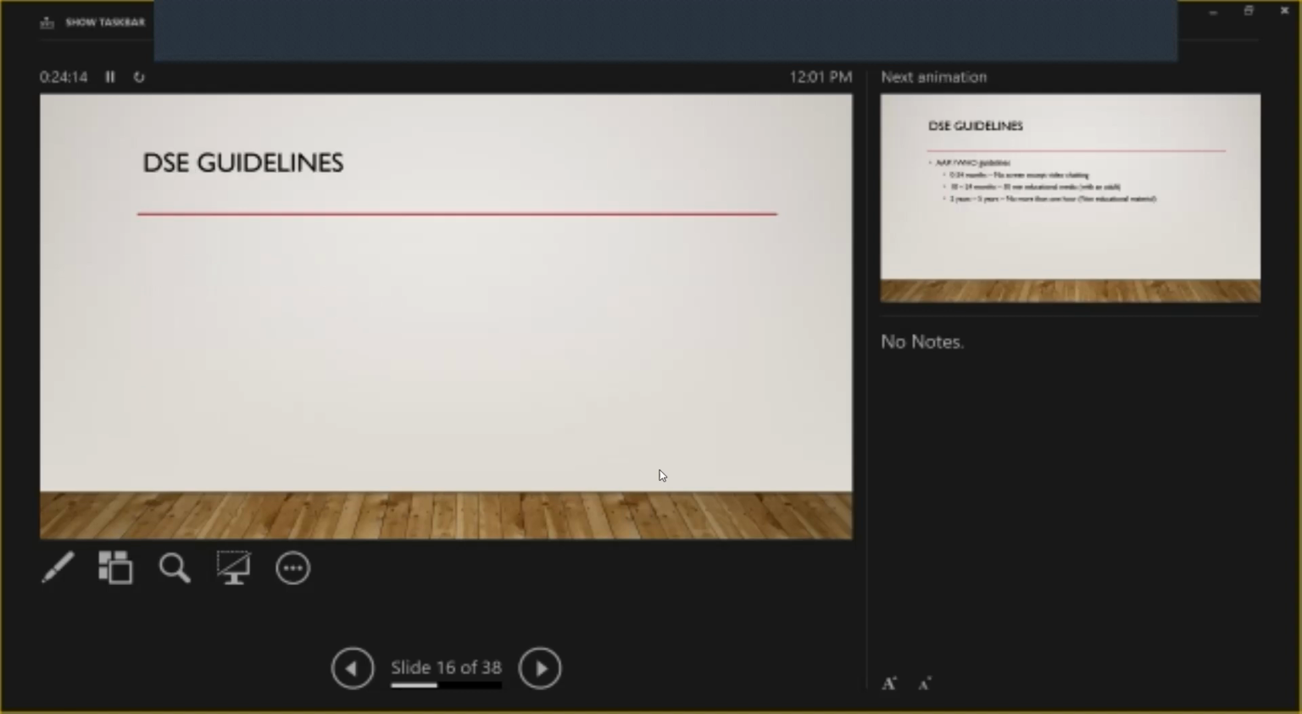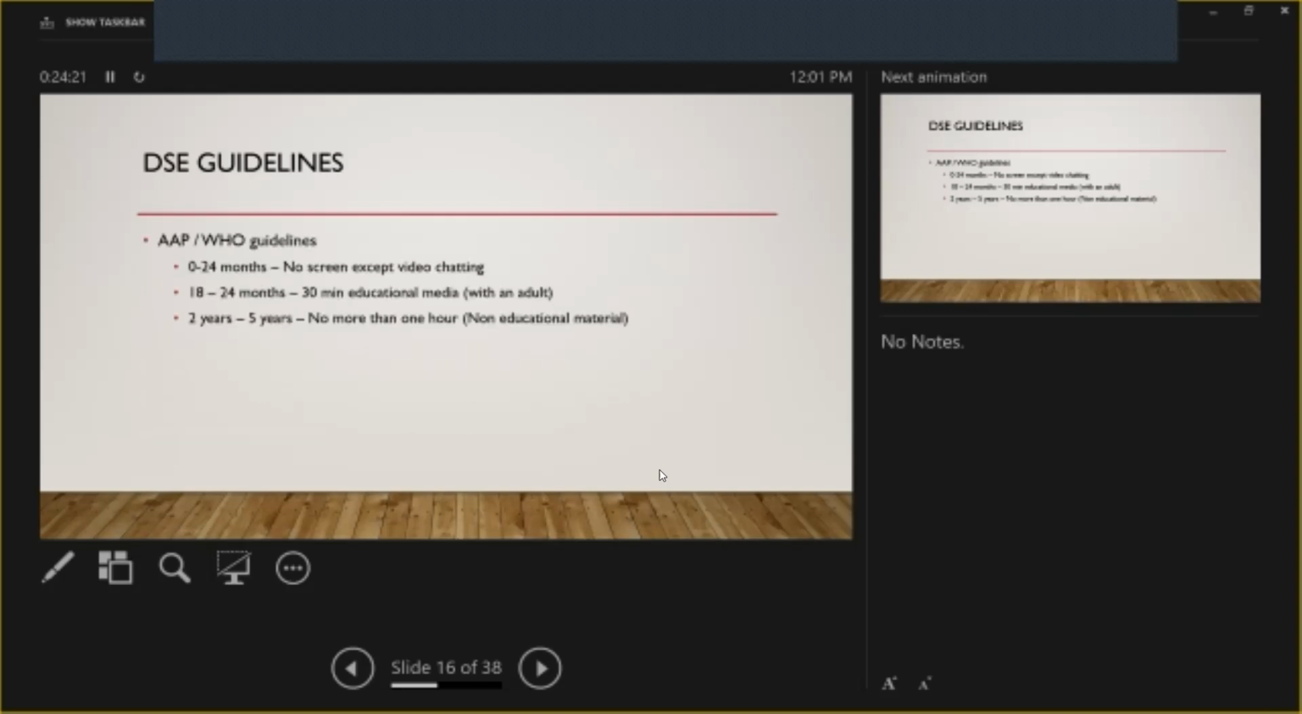So do we have guidelines on digital screen exposure? Yes, we have guidelines. Up to 2 years old, the WHO or American Academy of Pediatrics guideline is no screens, nothing, right? Except video chatting. Say the father is abroad, the mother is using the phone for Skype video chatting. That is okay because you are talking with the person. Otherwise, no screens. Not even chuttappa. No screen, right?